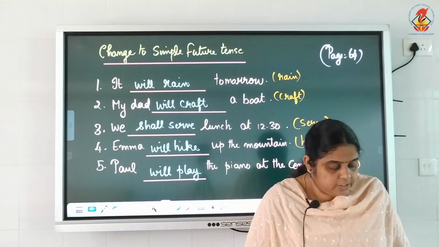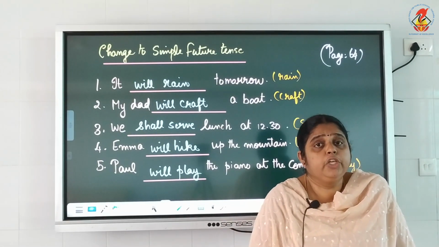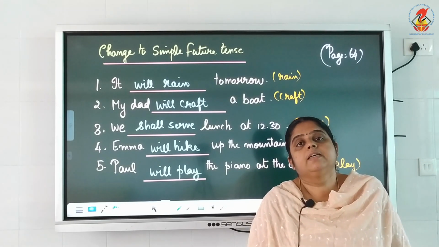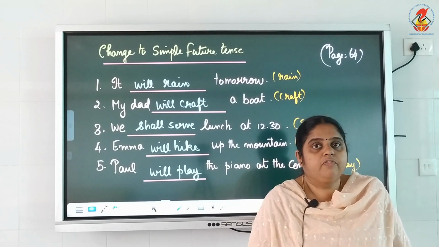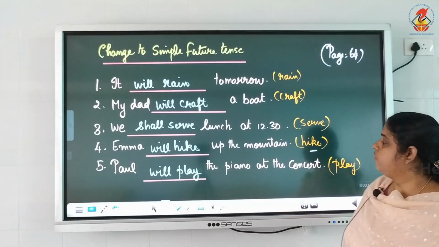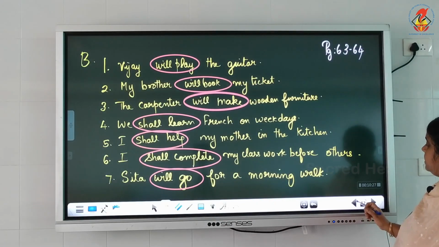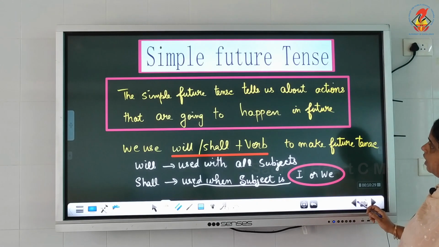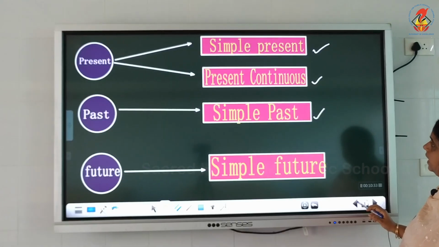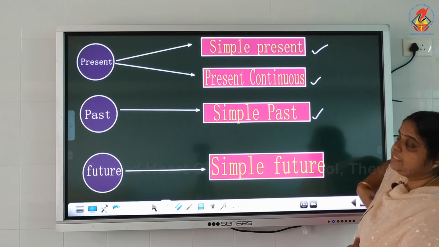I hope it's clear to you, the use of future tense. In simple future tense, you have to use will or shall plus the original form of the verb. That's it, the tenses. Now we shall have a revision of the tenses once again, starting with simple present tense.